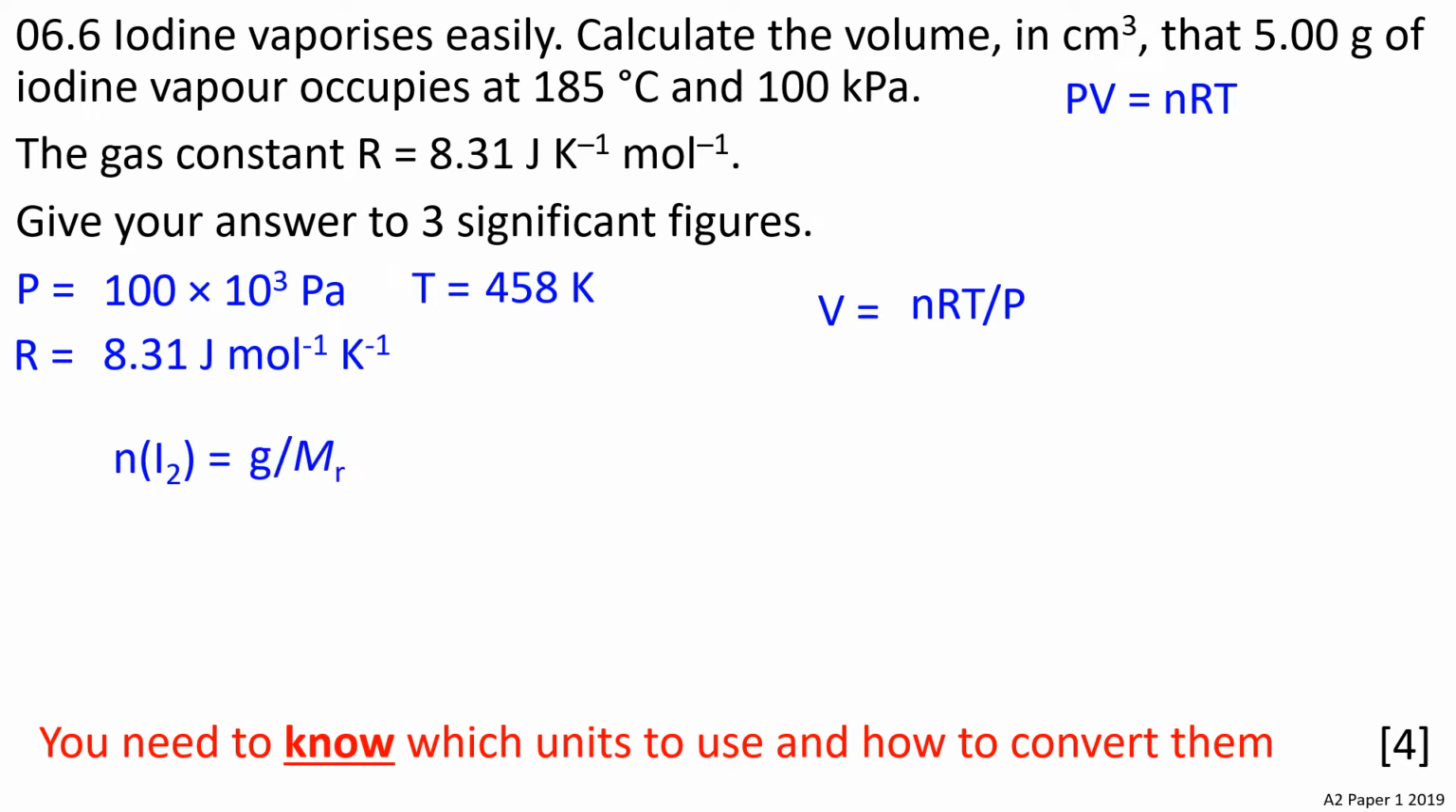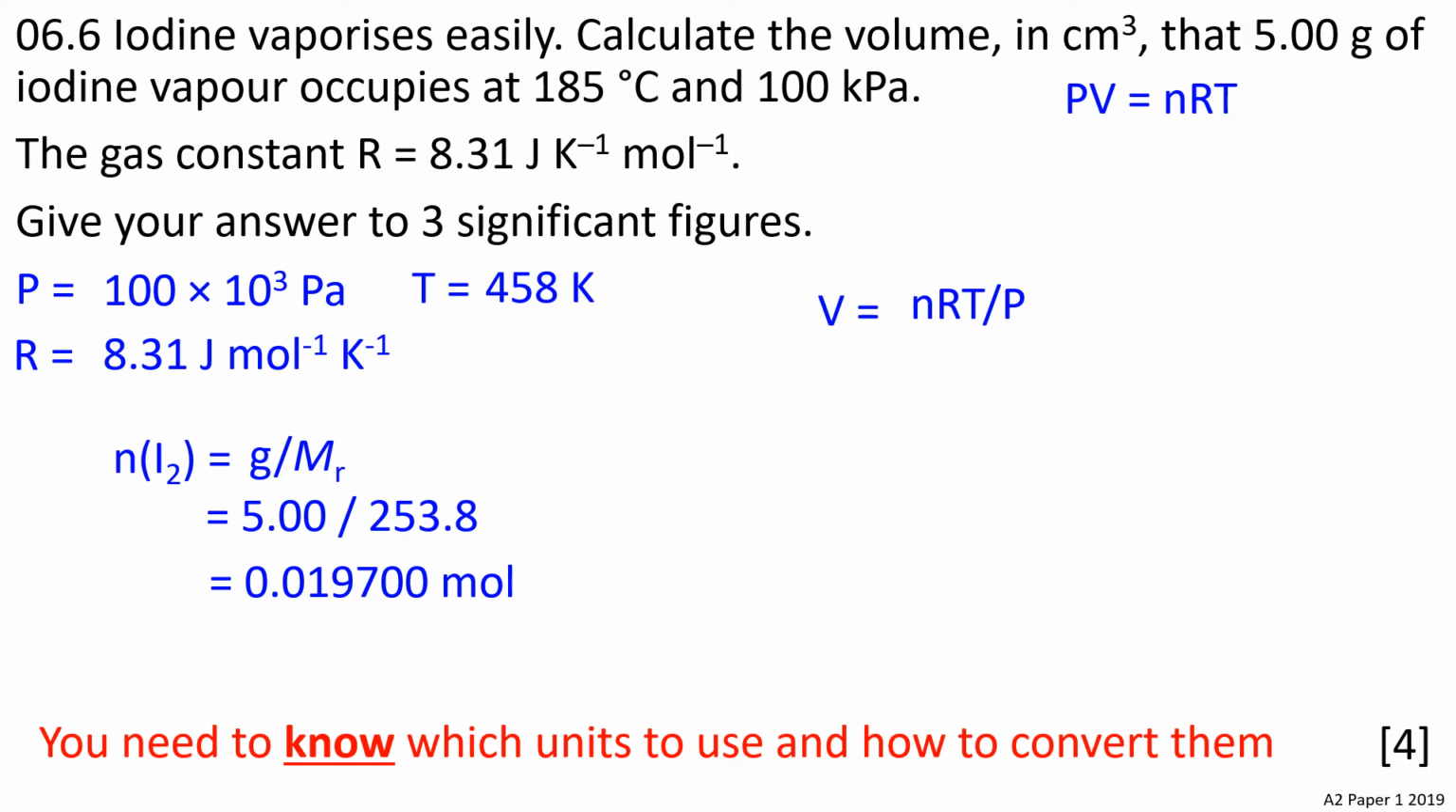To work out the amount of iodine, the moles of iodine, we have to use the equation number of moles is equal to mass divided by molar mass. You have to remember, of course, that iodine is diatomic. It exists as molecules of I2. So we need to work out the relative molecular mass of iodine by multiplying the atomic mass by 2. So that gives us 5.00 divided by 253.8. The amount of iodine works out to be 0.0197 moles.